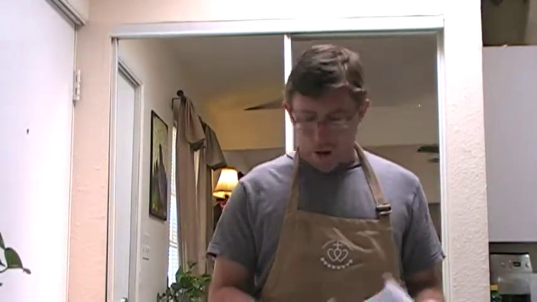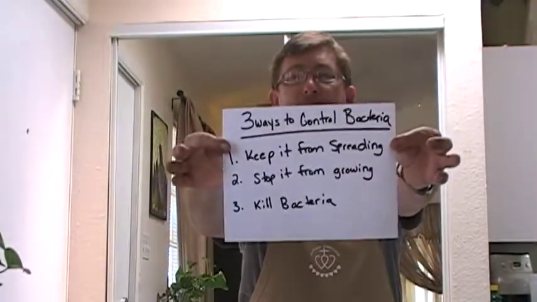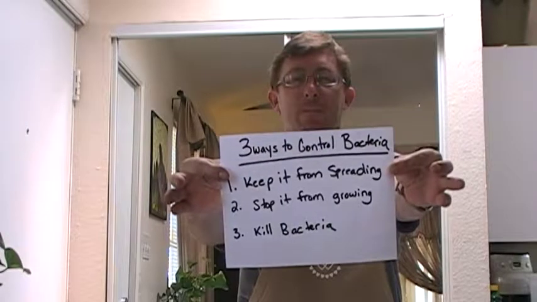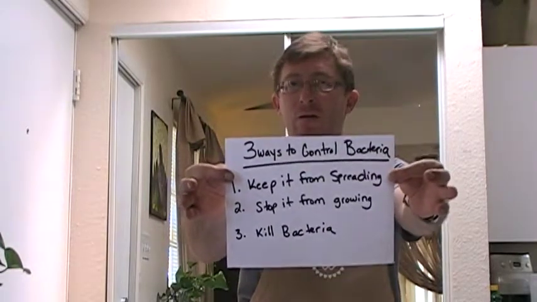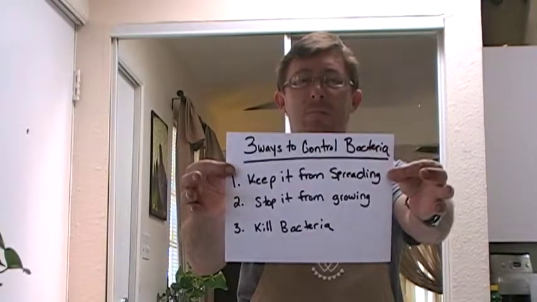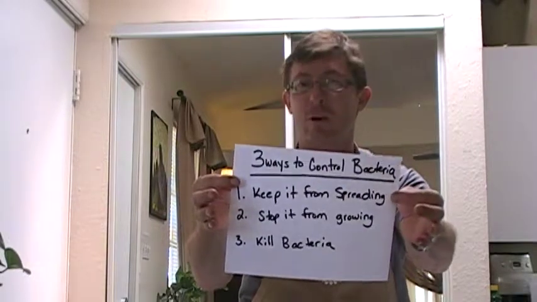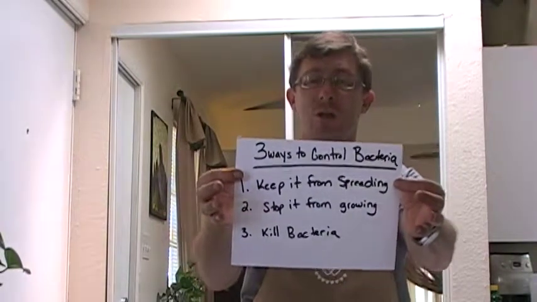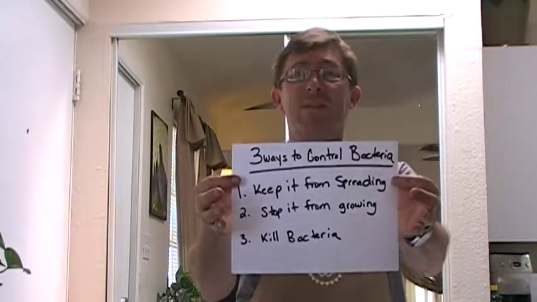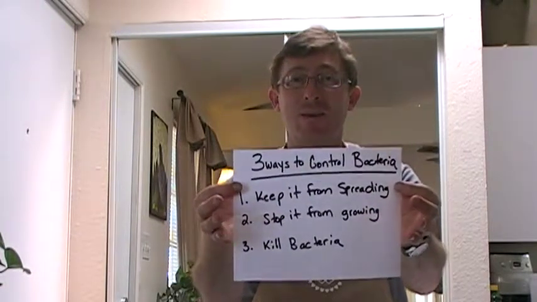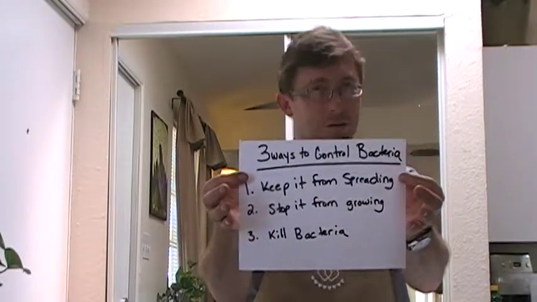There are 3 ways to control bacteria. Keep it from spreading. That means if you know you have it, get rid of it. If you see a strawberry in your strawberry container, throw that strawberry out, or a tomato in a package. Keep it from growing. If it's in the refrigerator and you see it on a Monday and you think you'll just leave it there till Wednesday on trash day, don't. Get rid of it right then.